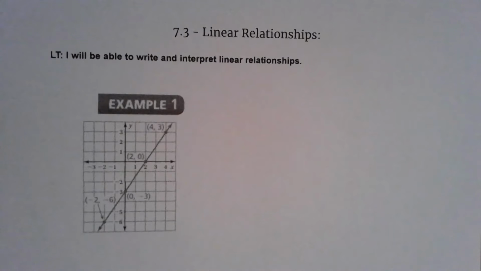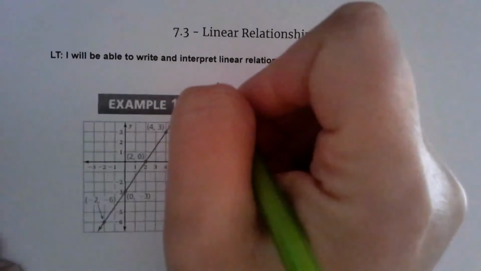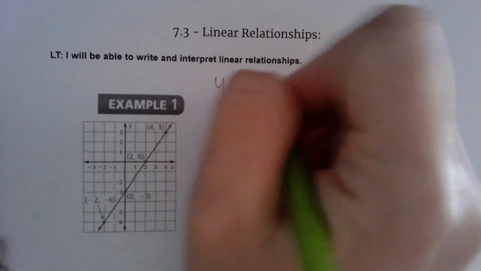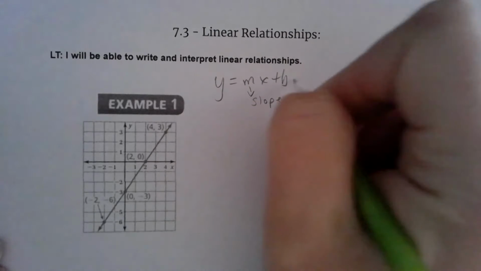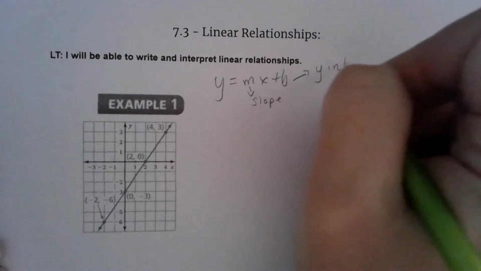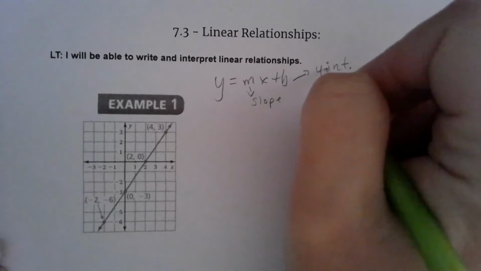So here's example 1. We're going to look at this equation that is graphed, and we're going to write the equation that matches this line. So we've done this before, right? It should be easy peasy. All right, so before we begin though, we need to remember that a linear function can be written in the form of y equals mx plus b, where m, remember, is the slope and b is the y-intercept. Okay, is that sounding familiar?